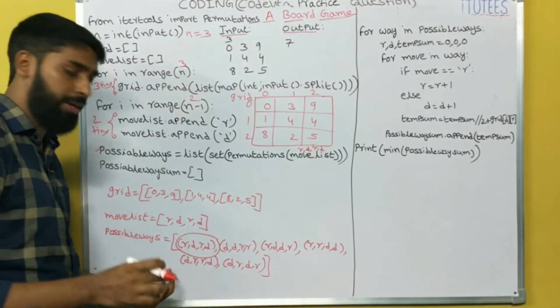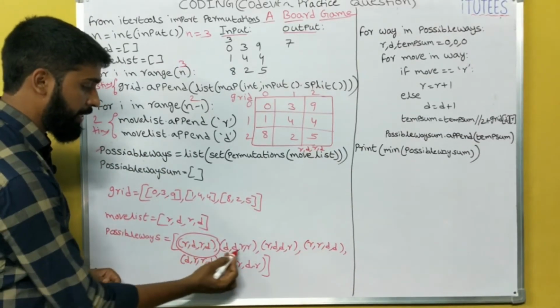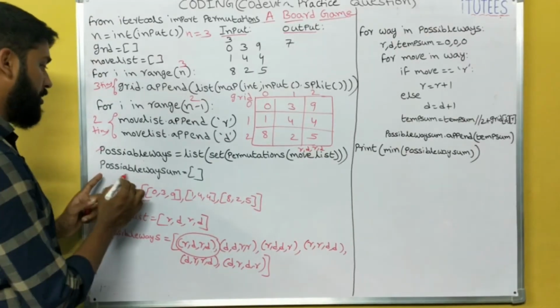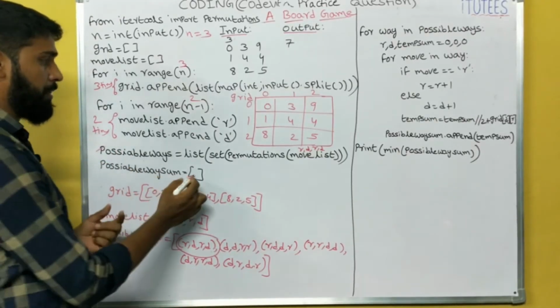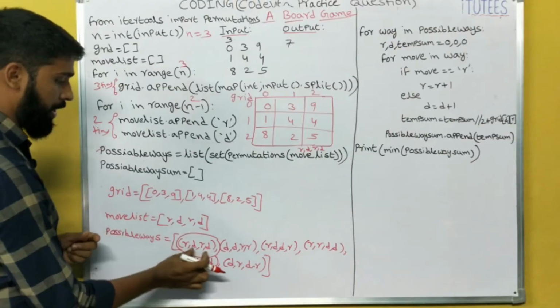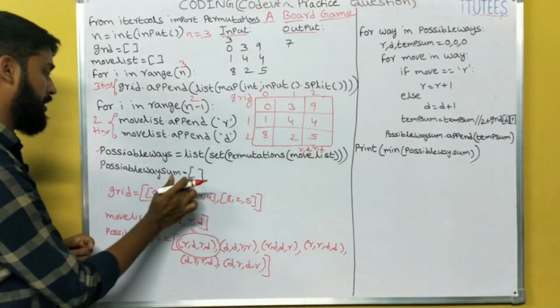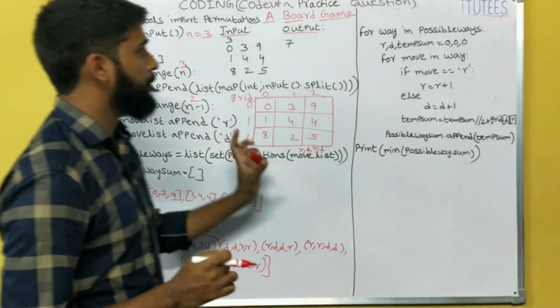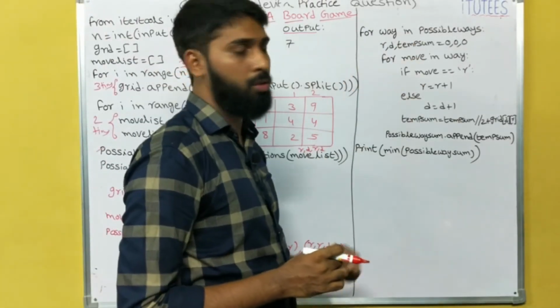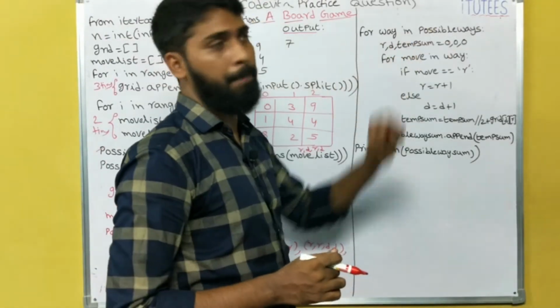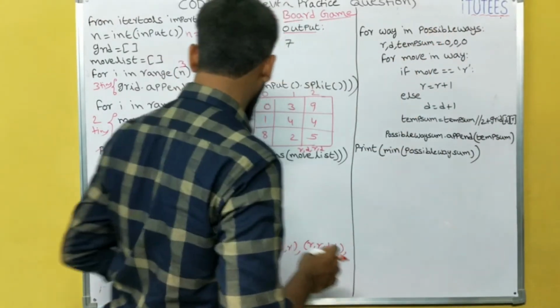Now we are going to find the value for each combination. This is the possible way sum, where we can store all these values. For example, if we get 10, then 10 is stored in this possible sum. So this is the code for that: for way in possible ways.